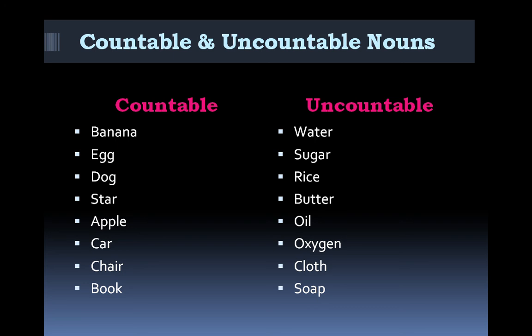Basically, soap and drink, they are both uncountable. But it's because of their regular use in specific measures or containers that people have started treating them as countable nouns. This is the difference between countable and uncountable.